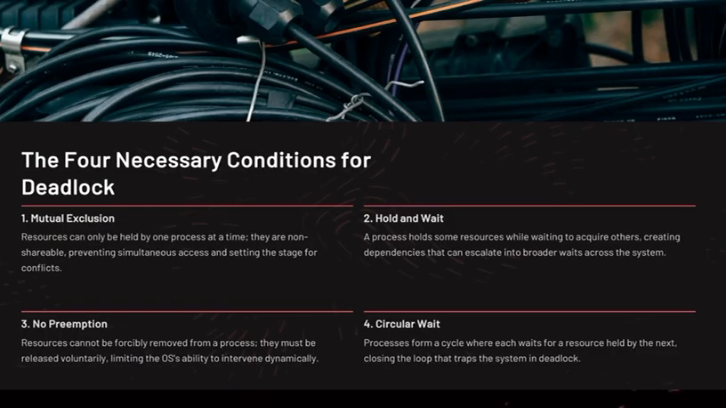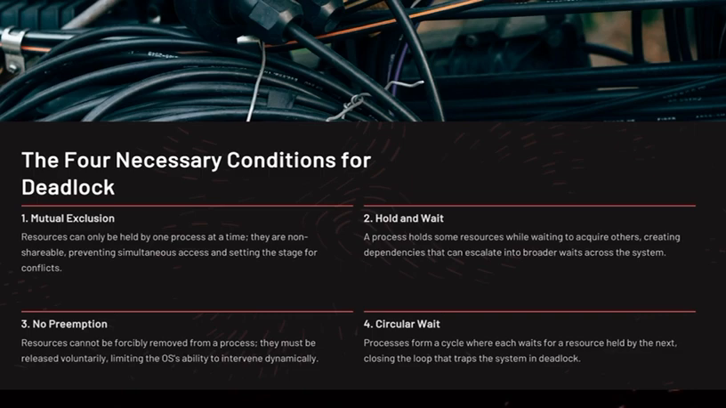Now we are going to discuss the four necessary conditions for deadlock. First is mutual exclusion, second is hold and wait, third is no preemption, fourth is circular wait. In mutual exclusion, resources can only be held by one process at a time. They are non-shareable, preventing simultaneous access and setting the stage for conflicts.